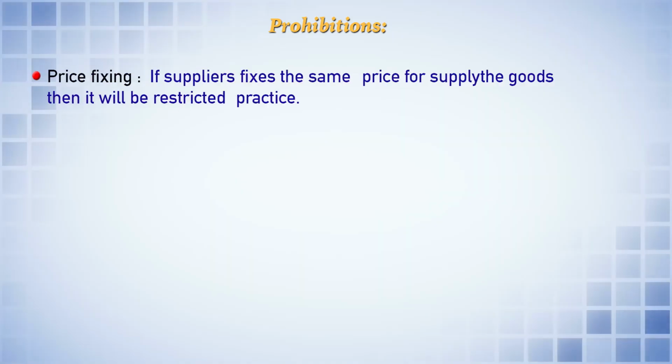Now, what does the Act prohibit? Let us throw some light on this. The Act provides for three to four activities primarily. One is price fixing. If two or more suppliers fix the same price for the supply of goods, then it will be treated as a restrictive practice.